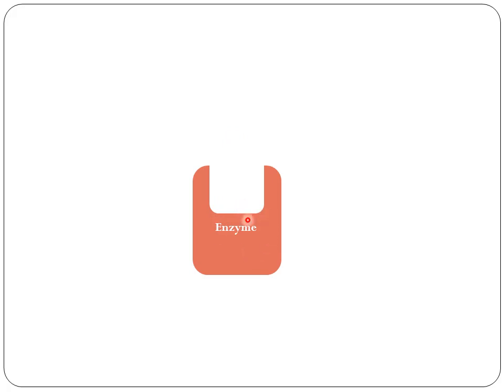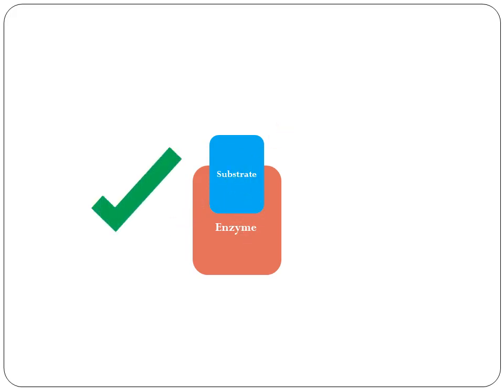This is the enzyme, and as you can see, it has its own active site. To this active site, the substrate will bind, and when the substrate is bound here, the enzyme will work on the substrate, releasing the products. So this is the normal mechanism of how all the enzymes work.